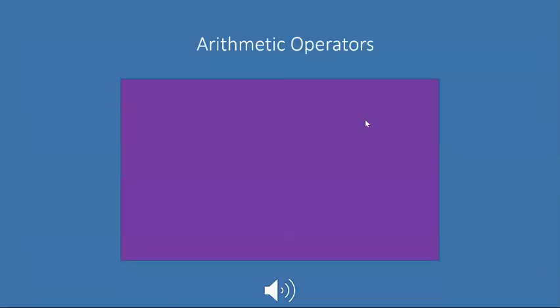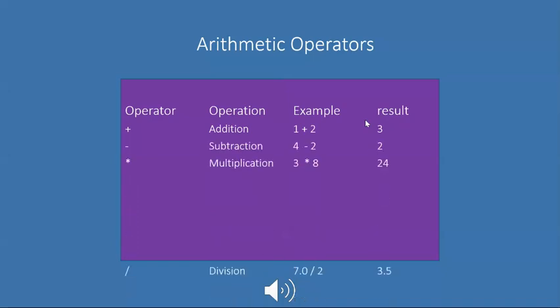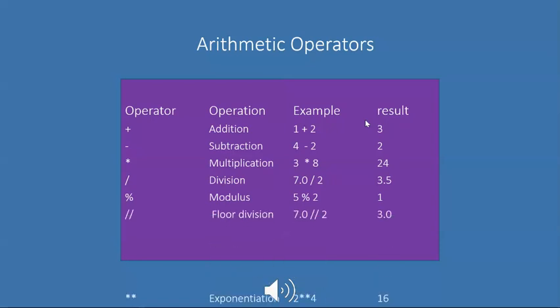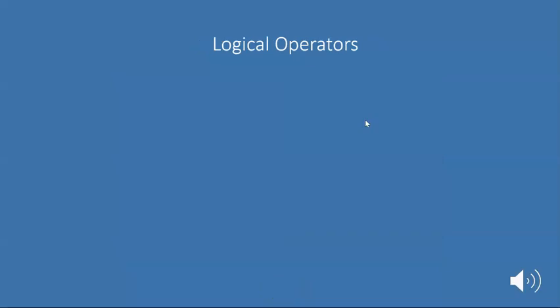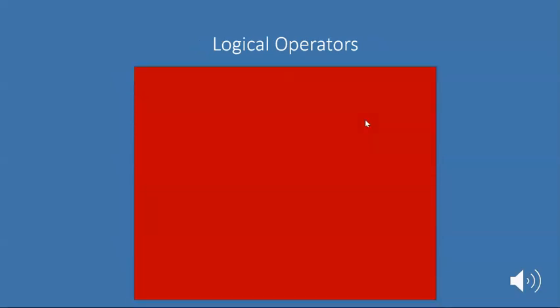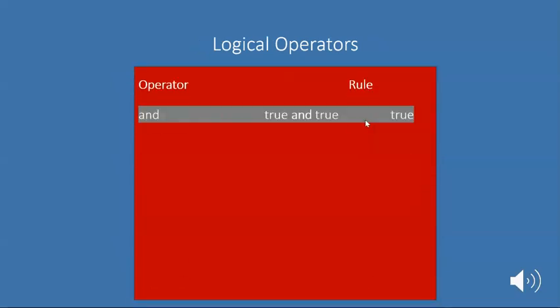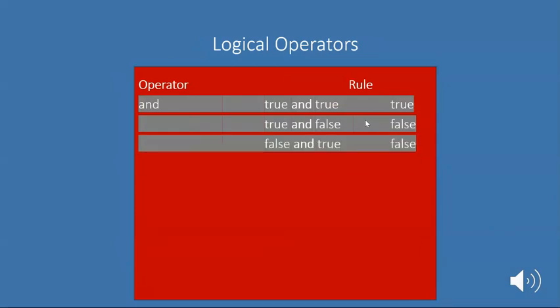Arithmetic operators are used to do arithmetic operations on numbers, including addition, subtraction, multiplication, division, modulus, floor division, and exponentiation. Logical operators are AND, OR, and NOT. This table lists the operators and their rules.